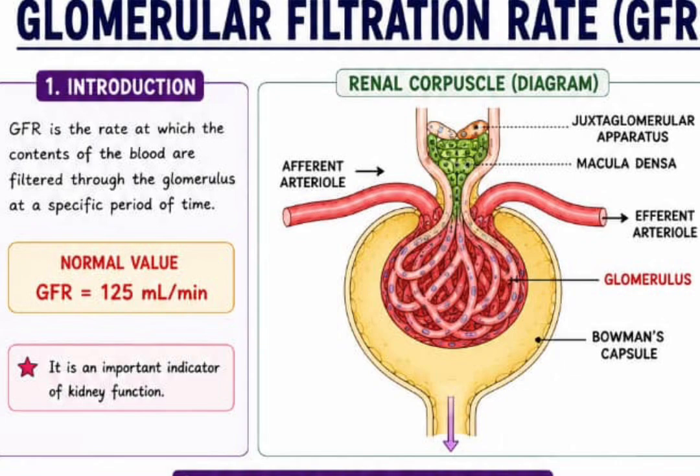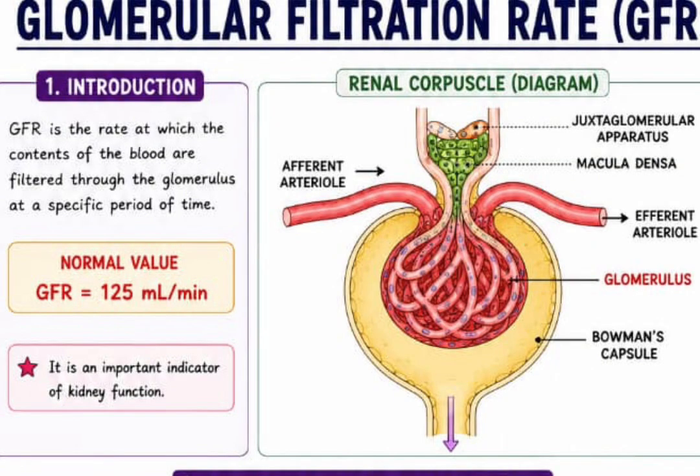The normal value of the glomerular filtration rate is about 125 ml per minute. So every minute, 125 ml of blood is filtered. The total amount of blood coming to the afferent arteriole is about 1300 ml per minute, and of that, 125 ml per minute is being filtered.